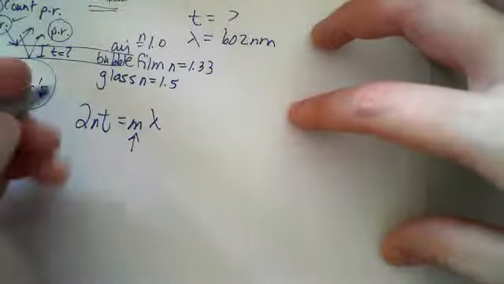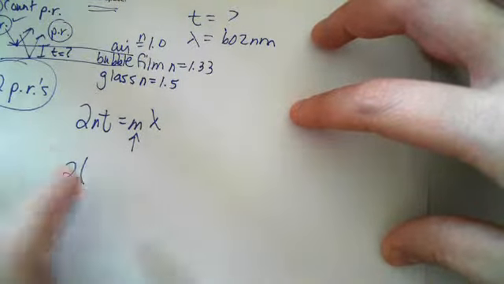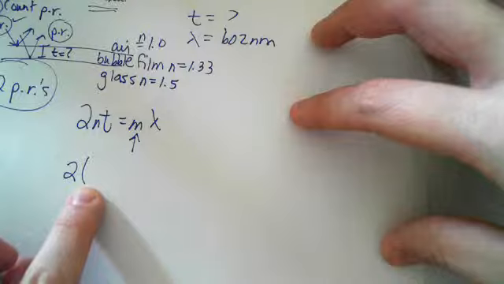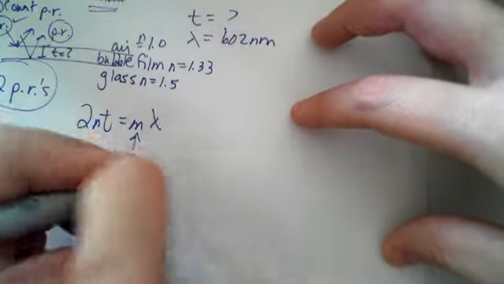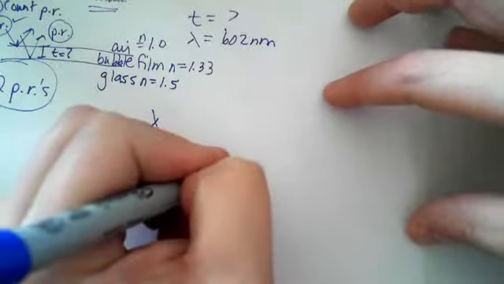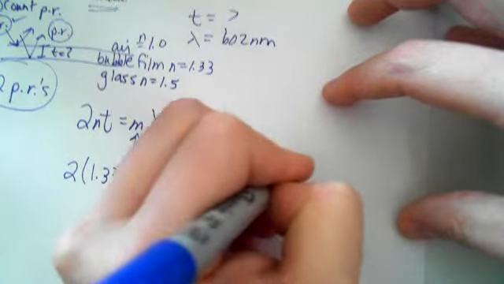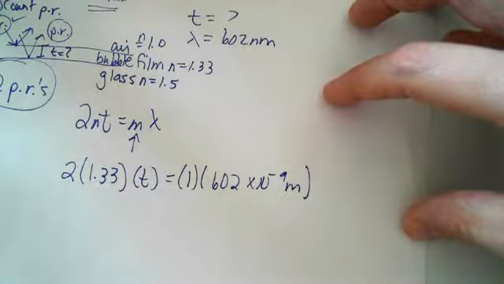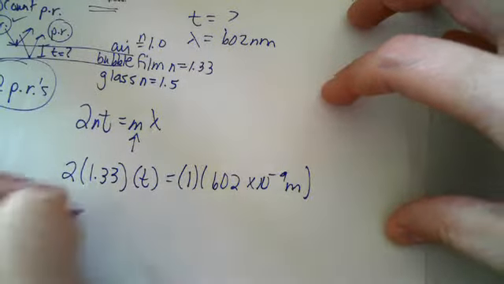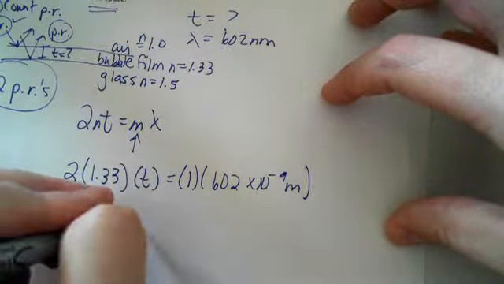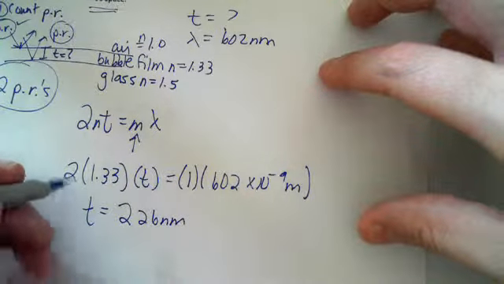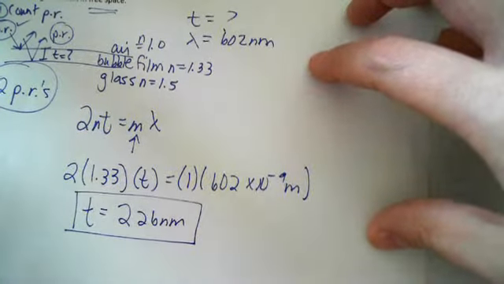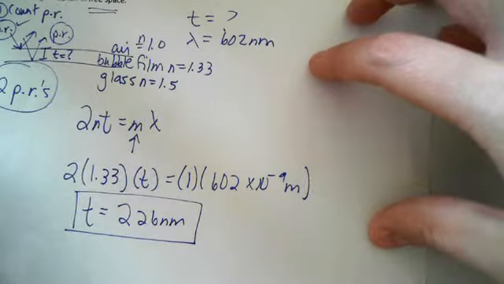So this is going to be 2 times n, which is always the index of refraction of your film, so that's 1.33, times t, equals 1 times lambda, 602 times 10 to the minus 9th meters. And you get a thickness of 226 nanometers. That's very thin, right? All of these thin films, guys, when we say thin, we don't mean like a millimeter, we mean like nanometers. So there we go.